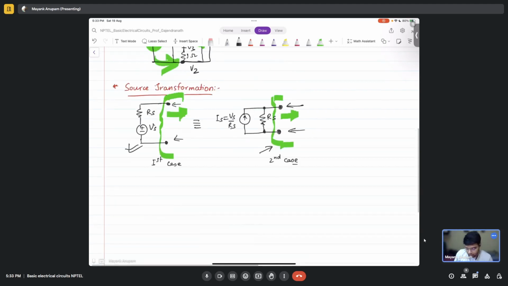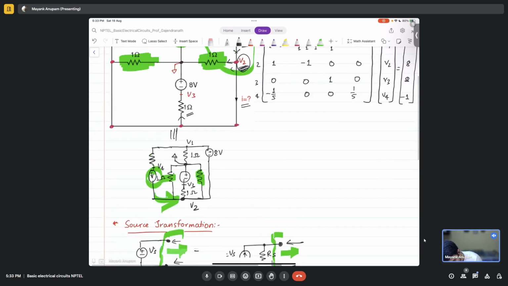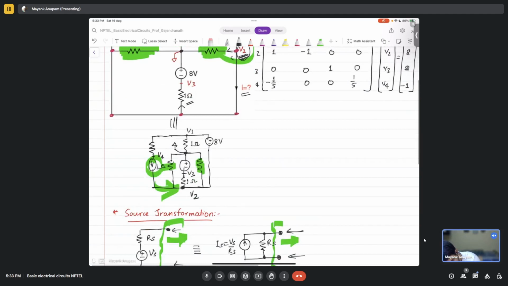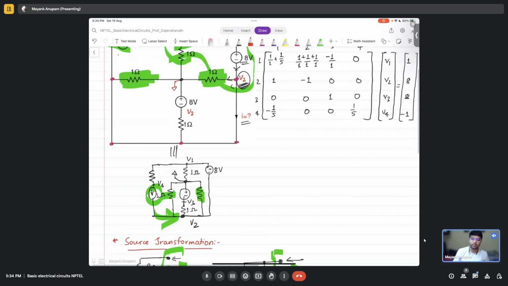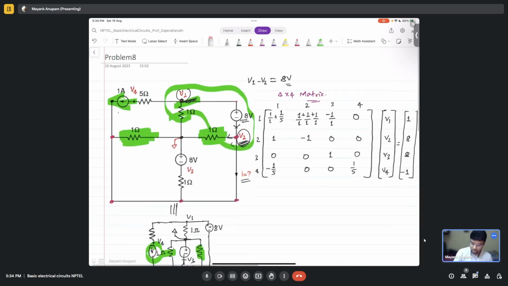All right. So if you know source transformation, you can see that this 8 volt source, not V3, is in series with 1 ohm, and this can be transformed into a current source in parallel with a 1 ohm resistor, right? So if you solve this using source transformation, it will become very easy to solve.